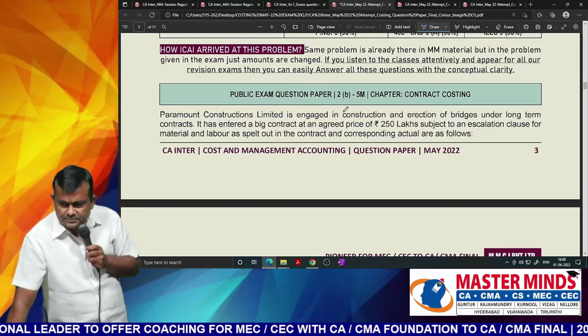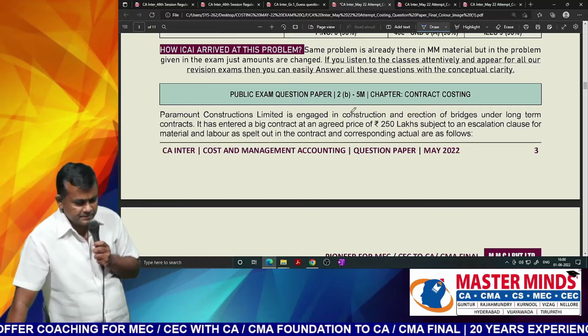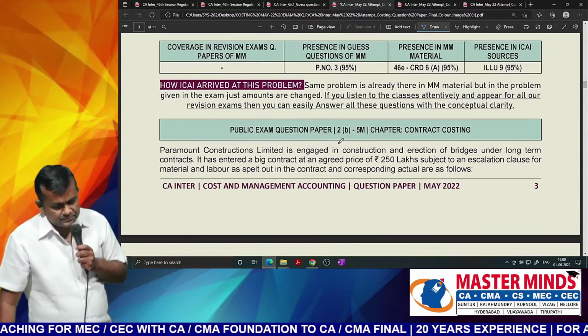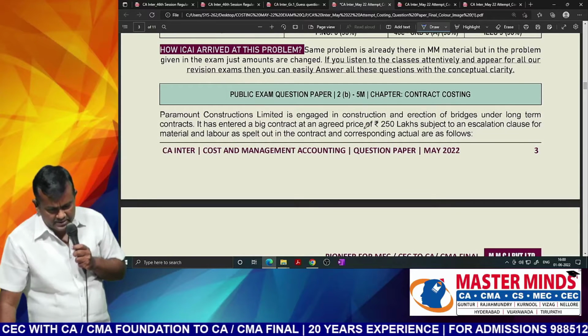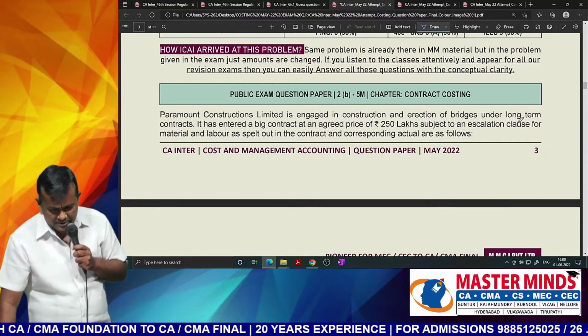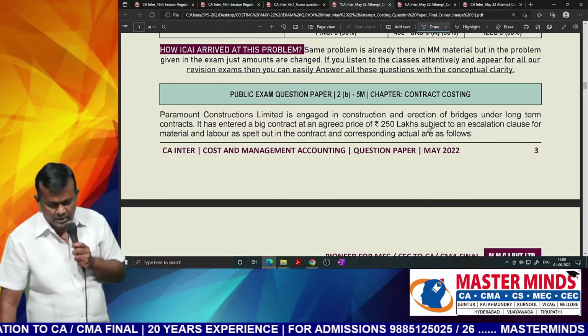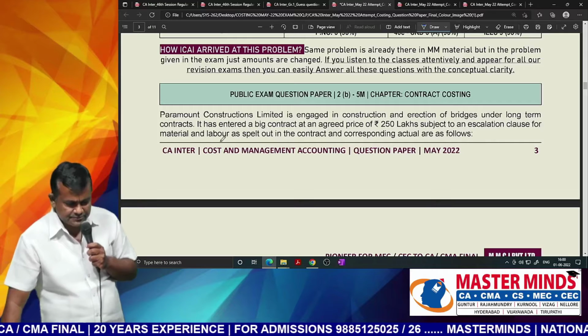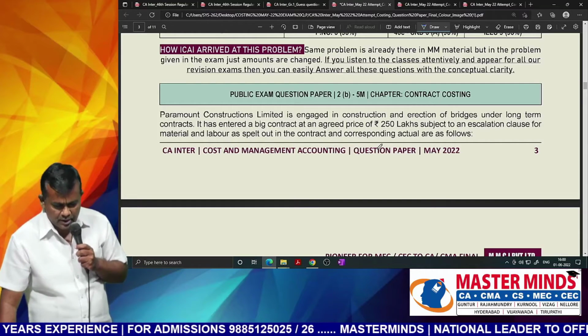Contract costing, sir. Not yet discussed in classroom, sir. So this is the pending chapter, contract costing. So 2B, 5 marks. Paramount Construction Limited is engaged in construction and erection of bridges under long-term contracts. It has entered a big contract at an agreed price, 250 lakhs, subject to escalation clause for material and labor as spelled out in the contract, and corresponding actuals are as follows.